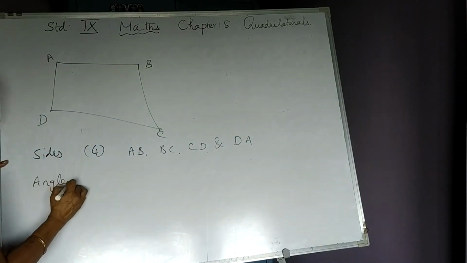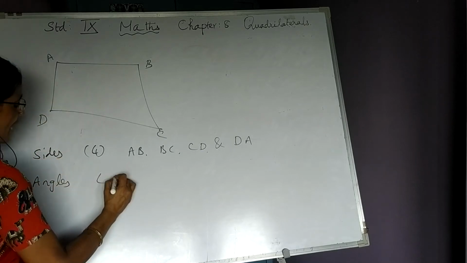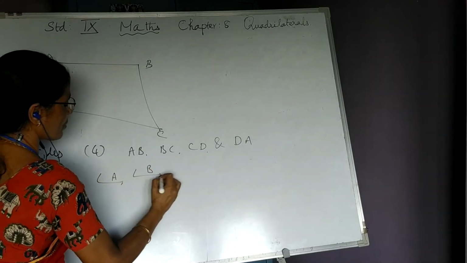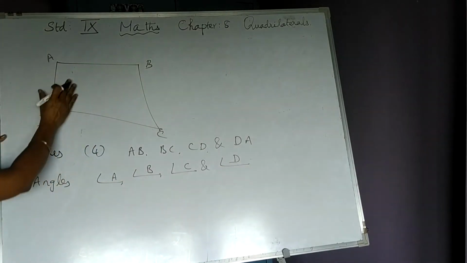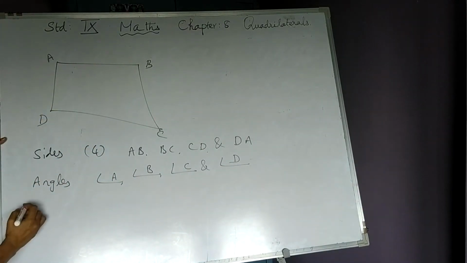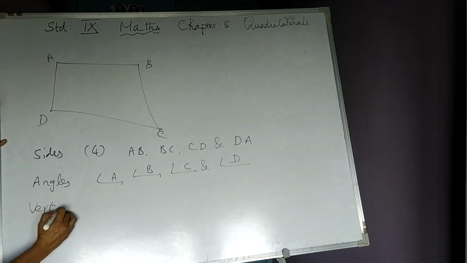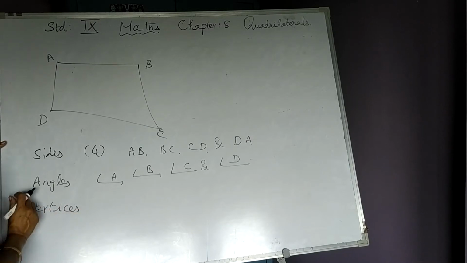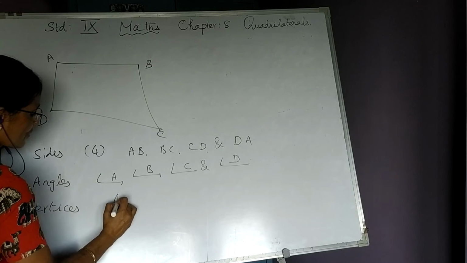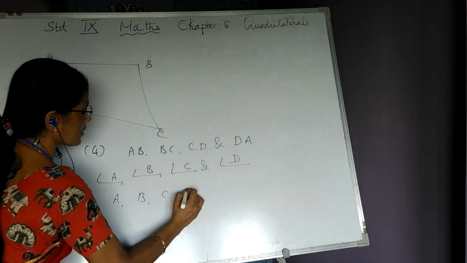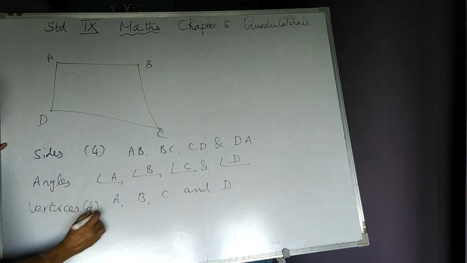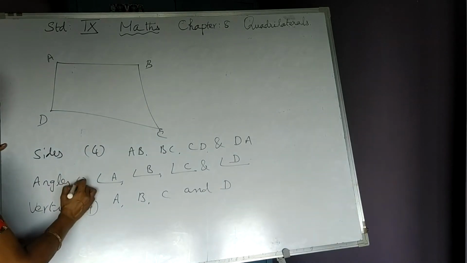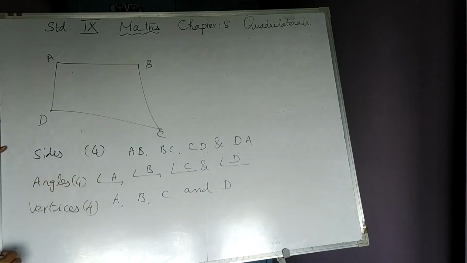Then comes angles. Which are the angles we have? Angle A, angle B, angle C, and angle D. These are the 4 angles of this quadrilateral. Then comes vertices. Vertices are the points. So which are the vertices? We have A, B, C, and D. So how many vertices are there? There are 4 vertices, 4 angles, and 4 sides.